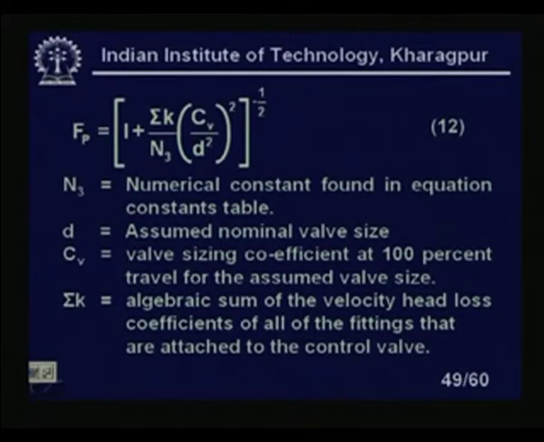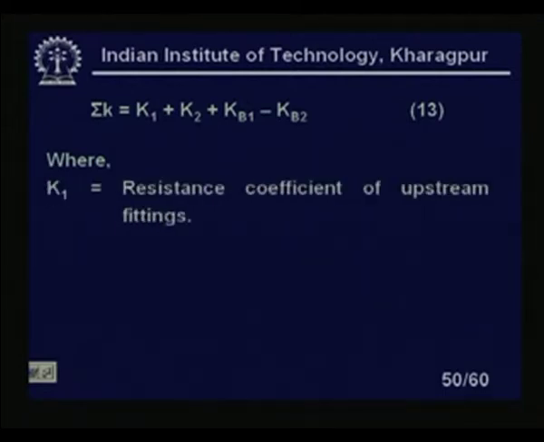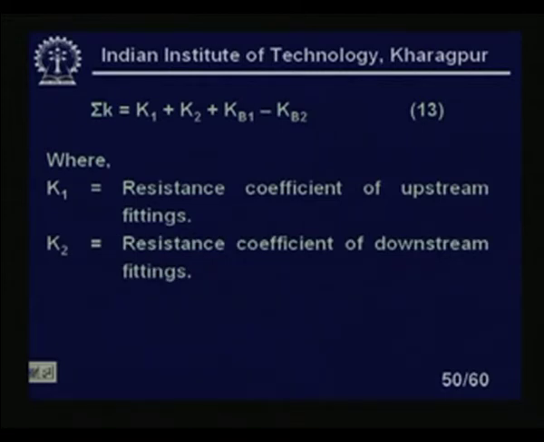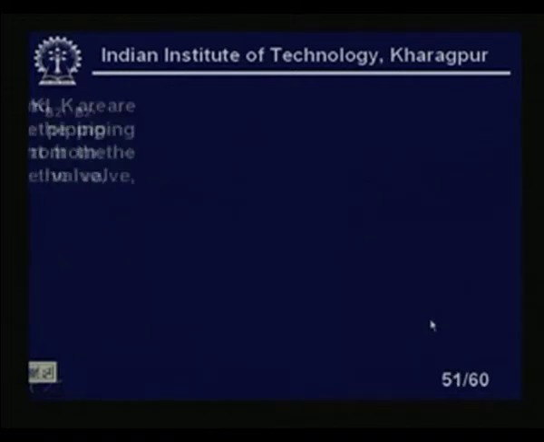Summation k is the algebraic sum of the velocity head loss coefficients of all the fittings that are attached to the control valve. Summation k equals k1 plus k2 plus Kb1 minus Kb2. This is equation number 13. Here K1 is the resistance coefficient of upstream fittings, K2 is the resistance coefficient of downstream fittings, Kb1 is the inlet Bernoulli's coefficient and Kb2 is the outlet Bernoulli's coefficient. So this will give you summation K.